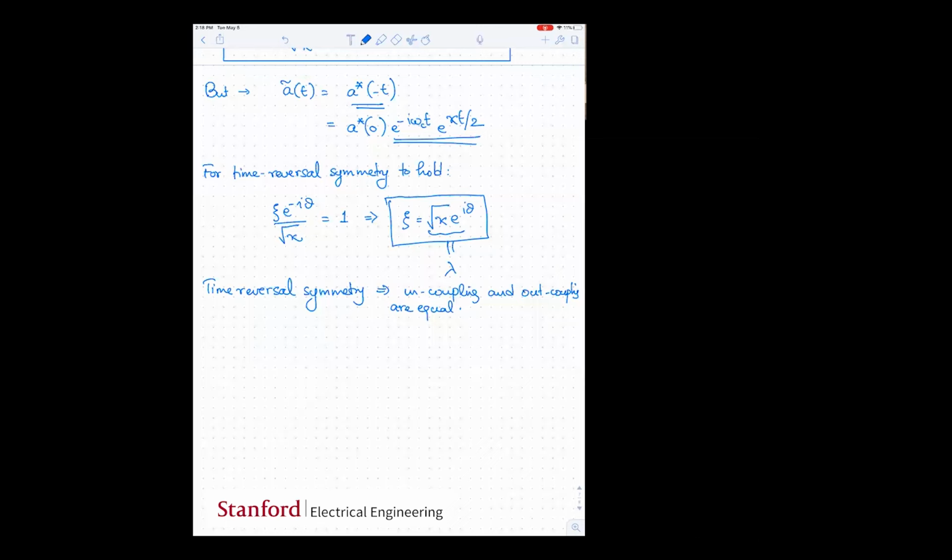So let's take a few minutes break here, and then we'll go to one last conclusion that relates this parameter theta. So up till now, mostly we have been able to talk about the magnitude of this incoupling and outcoupling coefficients, but we still have to say something about this phase, right? So we'll use time reversal symmetry a little bit more to be able to talk about that. Okay. If you guys have any questions, we can talk about that.